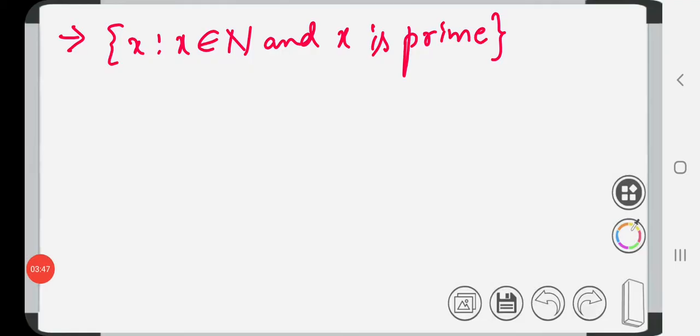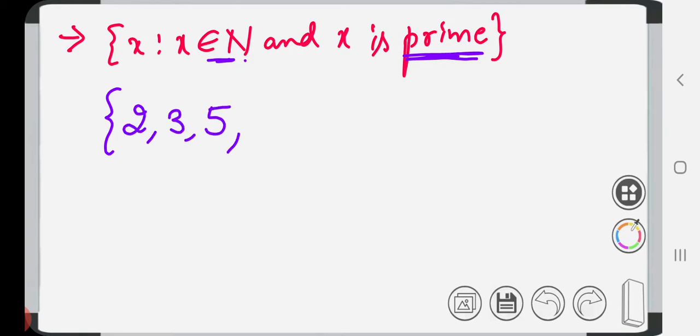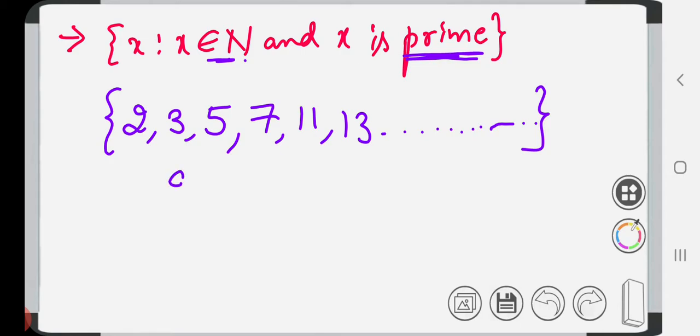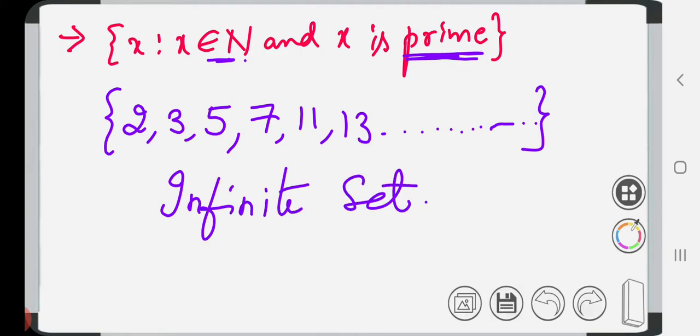Now consider the other example: the set of X such that X belongs to N and X is a prime number. That means we have to write natural numbers which are prime in this set. We know that prime numbers start from 2. So 2, 3, 5, 7, 11, 13 like this. These do not end, they are endless. The prime numbers are endless. Therefore, we can't say a fixed number of elements. So this is an infinite set.